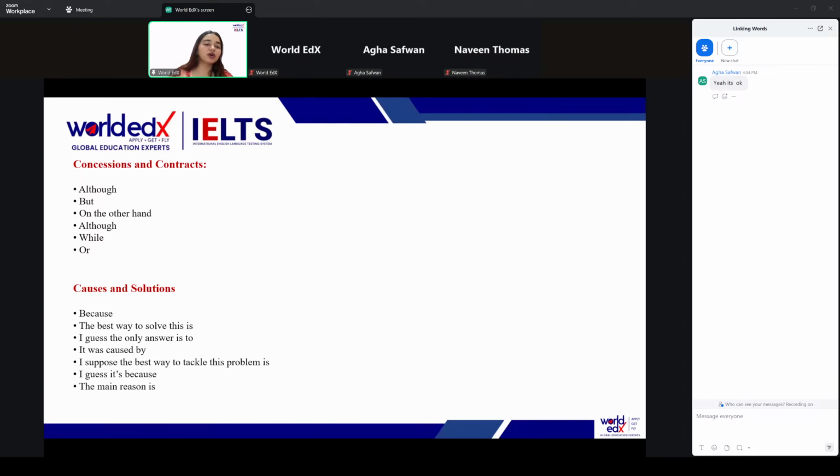Now, when we talk about the cause and effect kind of essay, the first is "because," you can say "owing to," you can say "the best way to solve this is," "I guess the only answer is," "it was caused by." Again, see, all of these linkers can be used only when you know the context.